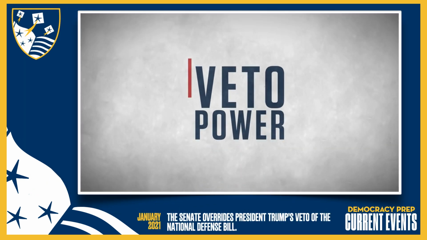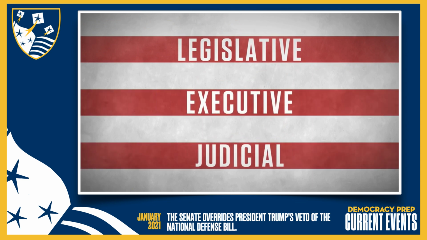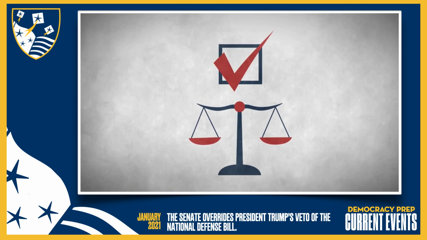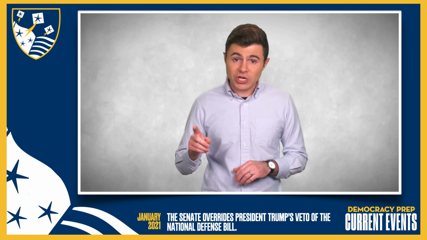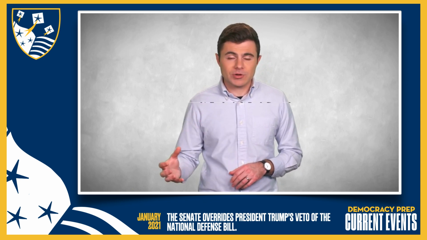Veto power. In constructing a legislative, executive, and judicial branch of the United States government, the Founding Fathers built in checks and balances to ensure no branch of government has too much control. One of these checks and balances is the veto, a way for the president to limit the power of Congress.